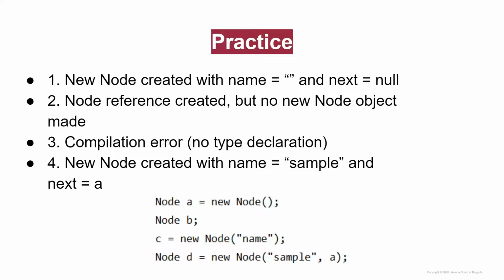All right, then number 4, we say node D equals new node, and then we have in quotes sample, comma, and then the letter A.